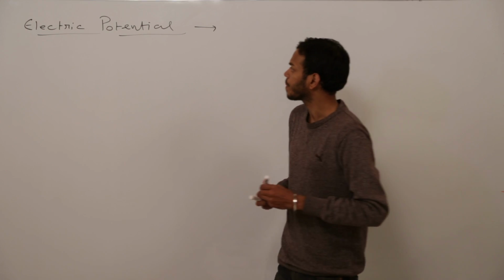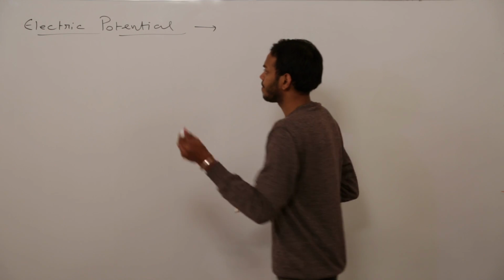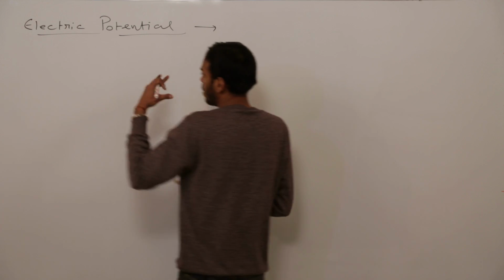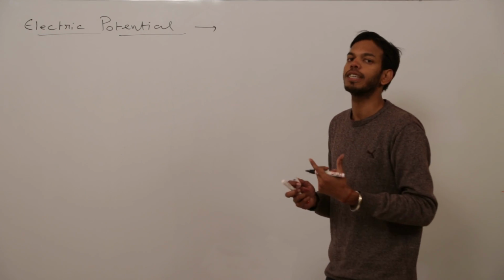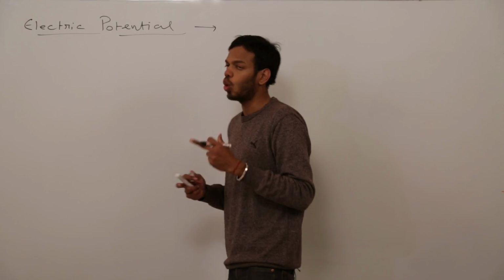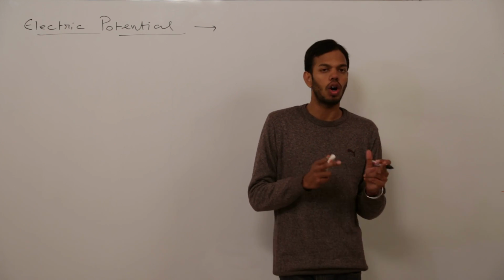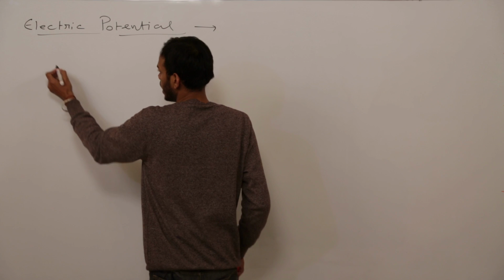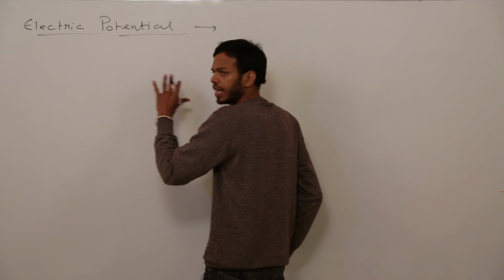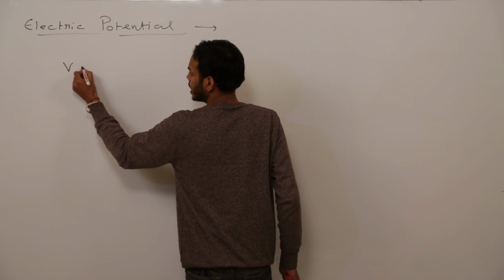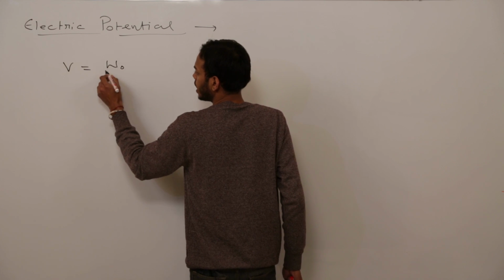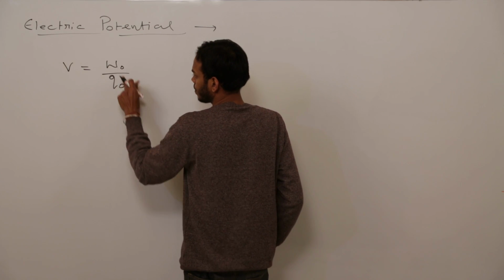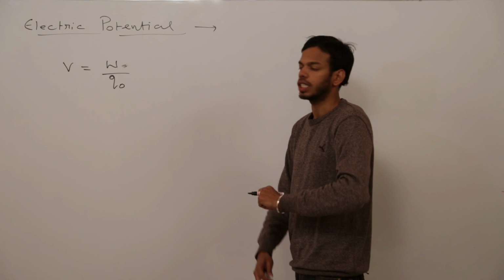Electric potential. What do we know about it? And is this term okay to use for a charge or for a group of charges also? Let's see. Actually, potential has a very simple definition. Electric potential means work done per unit charge. Work done per unit charge.